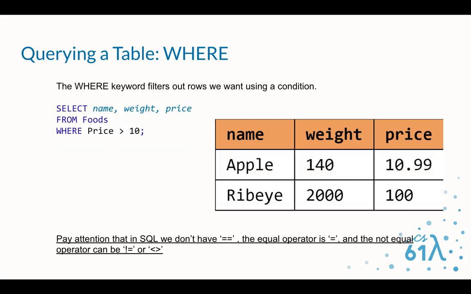If you've taken Data 8, I think you'd be familiar with something like this. I think they also use where in Data 8. So in this example, we only want to look at the foods whose price is greater than 10. We use select name, weight, and price because those are the column names that we want, and from foods because that's the table. Then at the end, we add where price is greater than 10 because that's the conditional we are paying attention to. And at the bottom, in SQL you don't have a double equal sign. The equals operator is just a single equals, and not equals is the exclamation point equals, as well as less than or equal to and greater than or equal to.